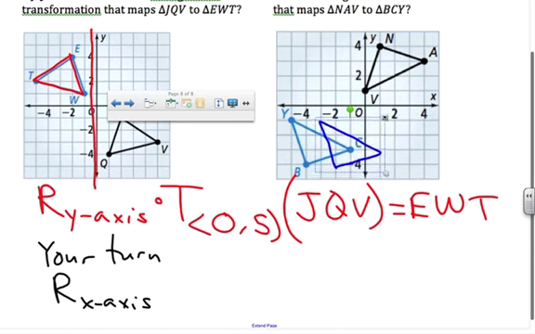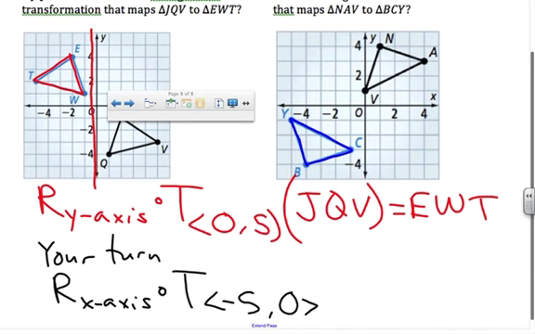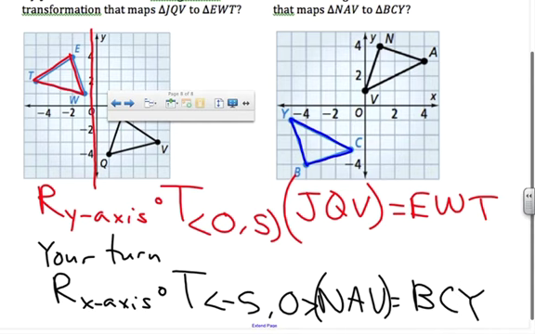1, 2, 3, 4, 5 spaces to the left in order to get where I'm going. So since we shifted it to the left, that is a negative direction, and we didn't go up or down, and we took triangle NAV to arrive at triangle BCY.